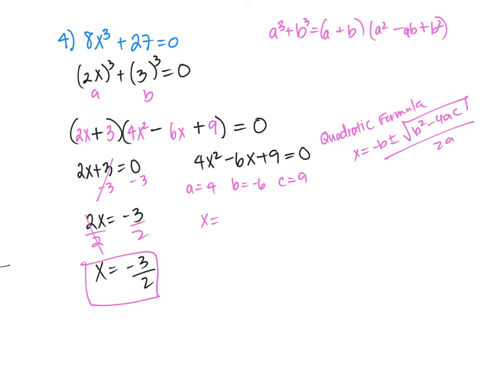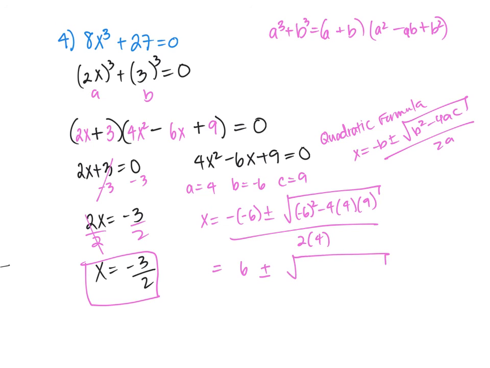So x equals, looks like negative 6, since that's negative b first, plus or minus the square root of b squared, so that's negative 6 squared, minus 4ac, so that's 4 times 9, all over 2 times my a, which is 4. And then I want to simplify this down. So that's positive 6 plus and minus. Negative 6 squared is 36. 4 times 9 gives me 144. 2 times 4 on the bottom is an 8.